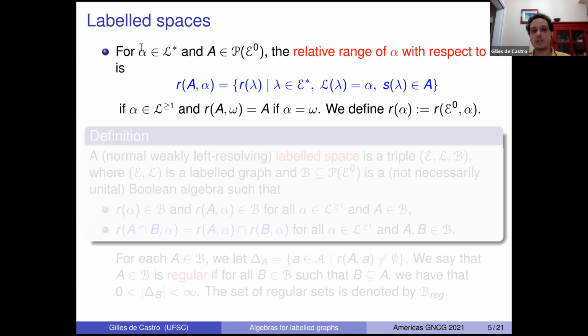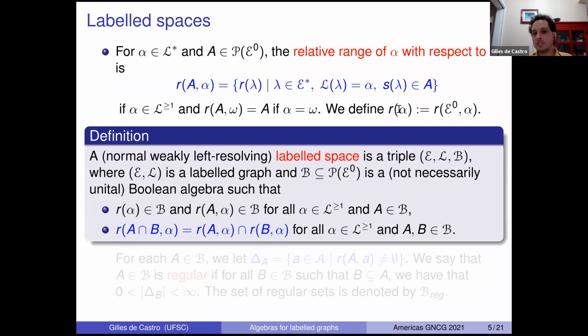So we take any set of vertices A and any labeled path alpha. Basically, what we do is consider all paths that start in A, so the source of lambda is in A, whose label is alpha. And then you look at the end, so you look at the range of these paths. This is called the relative range. In the case of the empty word, since we are not walking anywhere, we just put this as A itself. And we can define the range of alpha as starting anywhere on the graph: you look at all the paths that have this label alpha, and you look at the range of these paths. So this set is called the range of alpha.